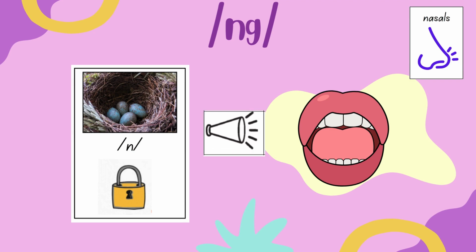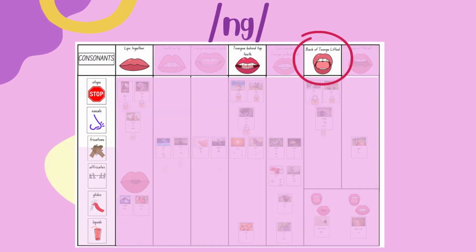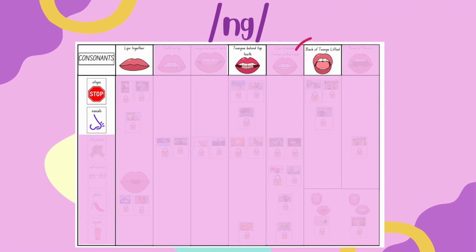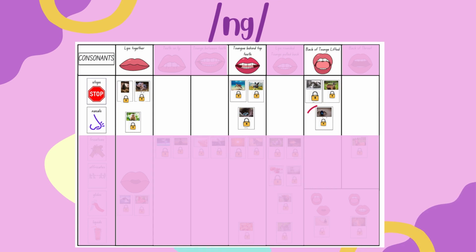You try. Ng. We will put these lips right under back of tongue lifted and next to nose because that's how we make those sounds. Let's place the picture of the ring for the ng sound underneath back of tongue lifted and next to nose.